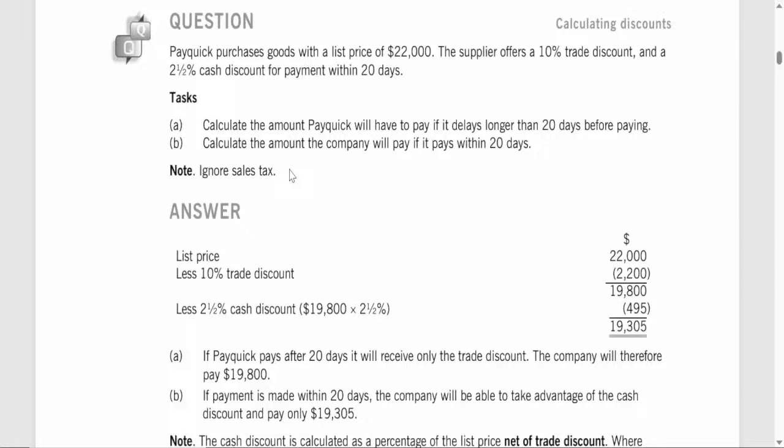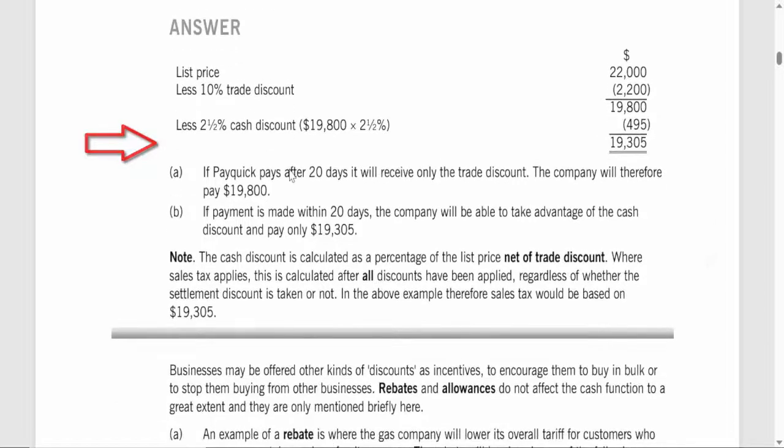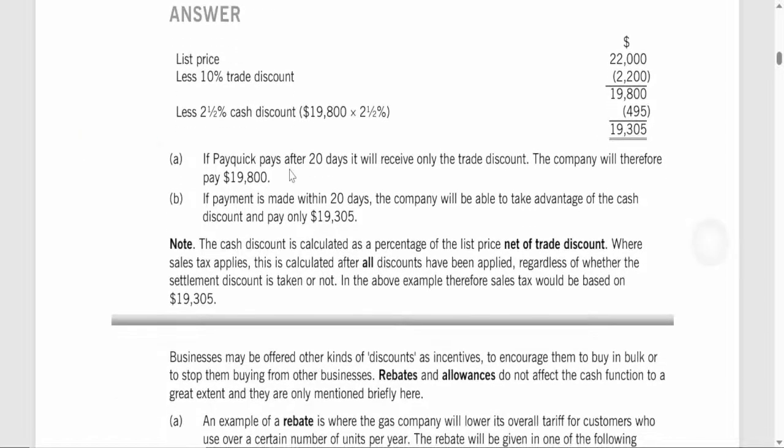3. Tasks. Task A. Calculate how much PayQuick will pay if it does not pay within 20 days, and thus misses the cash discount. Task B. Calculate the amount PayQuick will pay if it does pay within 20 days and qualifies for both the trade and cash discounts. 4. Note, we are instructed to ignore sales tax in these calculations, which simplifies the problem by focusing solely on the discounts. Step-by-step explanation of the answer. Let's go through each part of the answer carefully to understand how these discounts apply and how the final amounts are calculated.